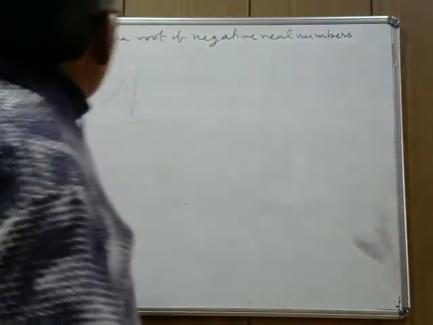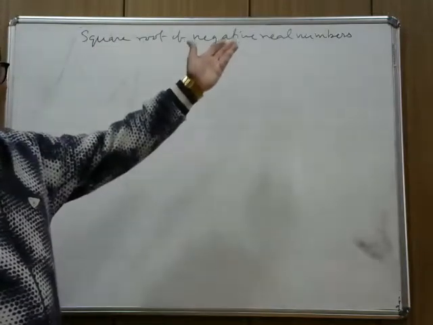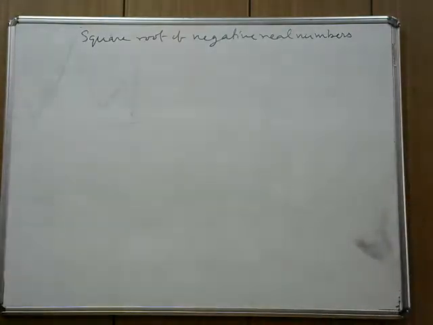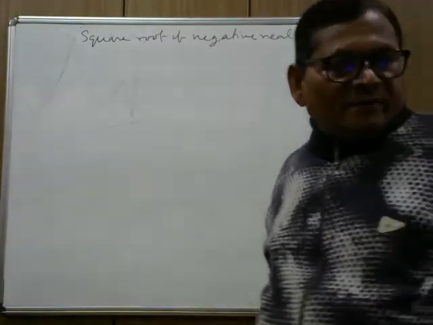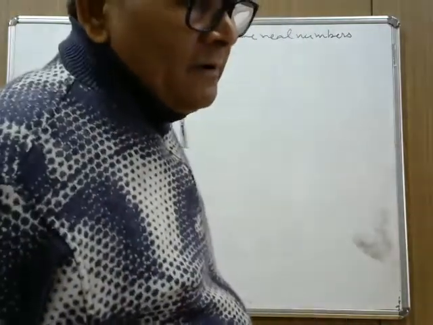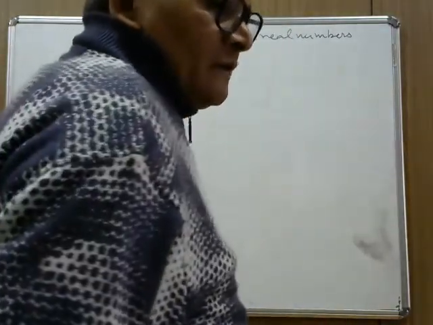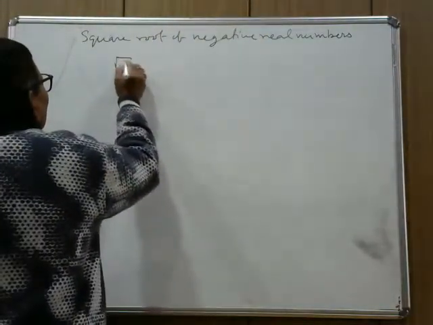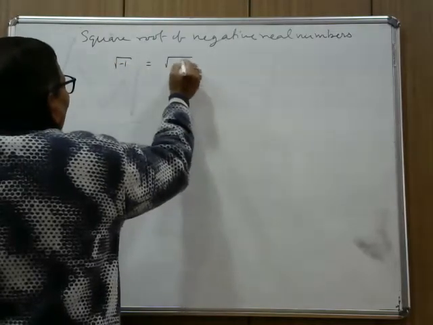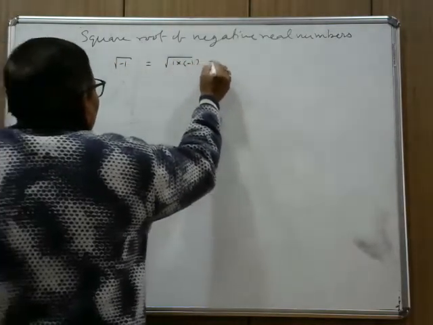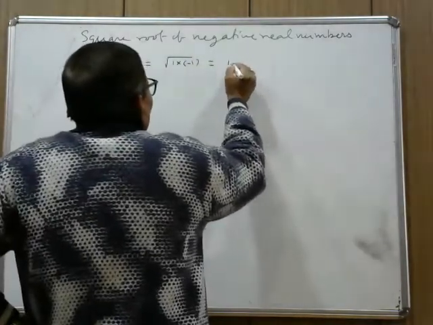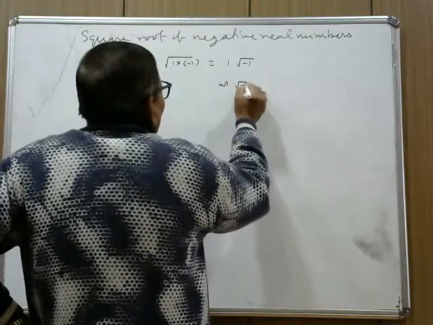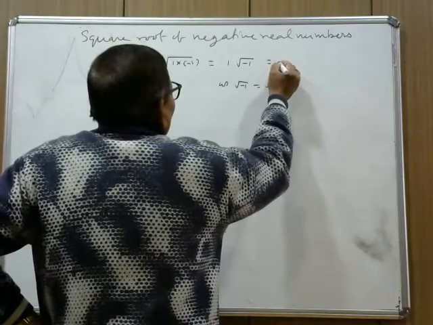Now we are going to do square root of negative real number. As we know, we are unable to find the square root of a negative real number as a real number. So in this chapter, complex number, we need the square root of negative real number also. So how do we find it? You see that under root minus 1 can be written as under root 1 into minus 1, that is equal to 1 under root minus 1, and as under root minus 1 is i, it is equal to i.